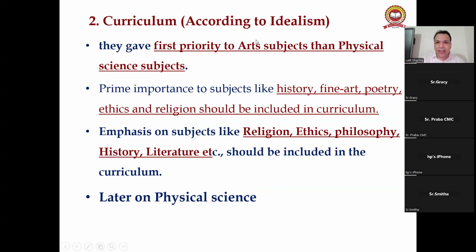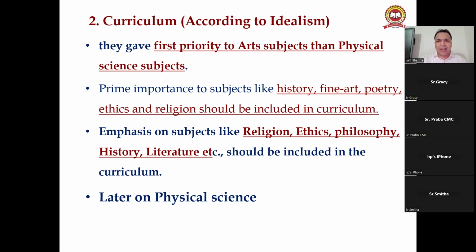Curriculum according to idealism: what type of curriculum should there be? Idealists give first priority to the arts subjects, then the physical sciences. They give prime importance to subjects like history, fine art, poetry, ethics, and religion, and emphasize religion, ethics, philosophy, history, and literature. They say these should be included in the curriculum and science should be taught later.